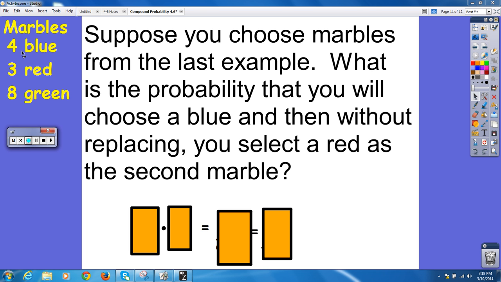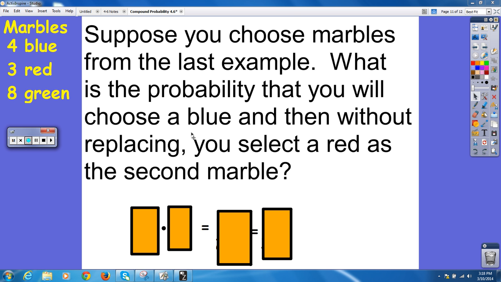Suppose you choose marbles from the last example. Again, in the top left corner, I wrote out the marbles for you. There's 4 blue, 3 red, and 8 green for a total of 15 marbles in the bag. What is the probability that you will choose a blue and then without replacing, you'll select a red as the second marble? So again, this is an example of dependent events because at first we start with 15 marbles in the bag, but we lose a blue marble because we're asking, what if you choose a blue and don't put it back? Then you choose a red. I have the problem set up for us below. You can see that there's a multiplication symbol right here. The reason is that the formula is probability of A times pretty much whatever's left over for the probability of B.